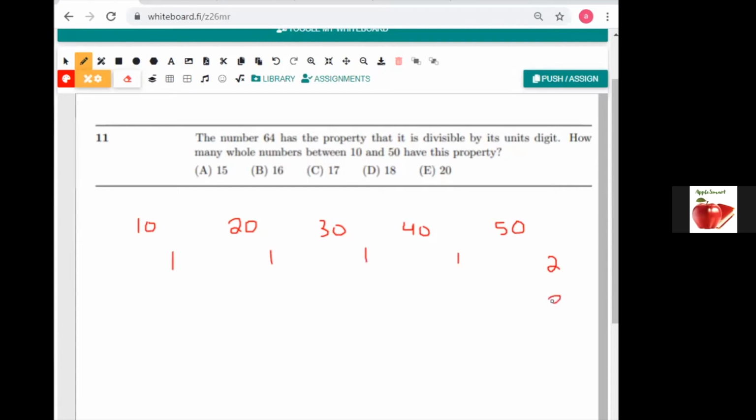Okay, so 3. What ends in 3 between 10 and 20? 13. Is it divisible by 3? No. 23 is the number between 20 and 30. Is it divisible by 3? No. 33 ends in 3. Is it divisible by 3? Yes. 43, is it divisible by 3? No.